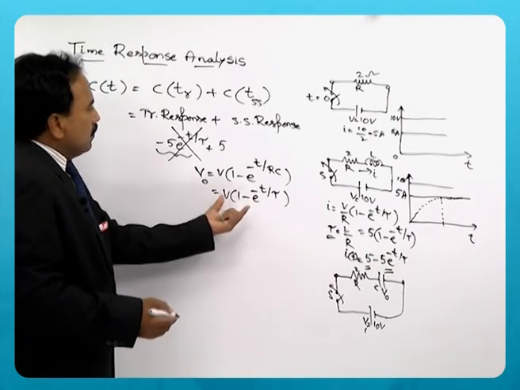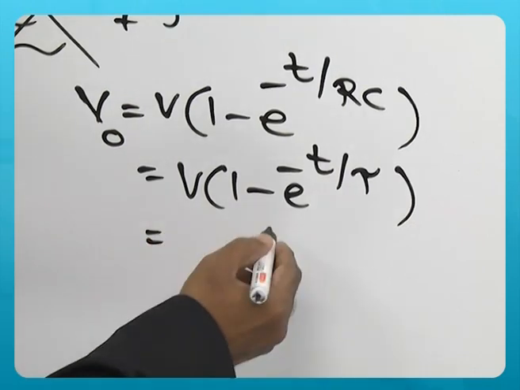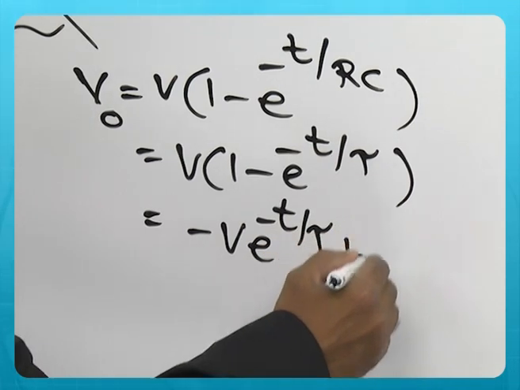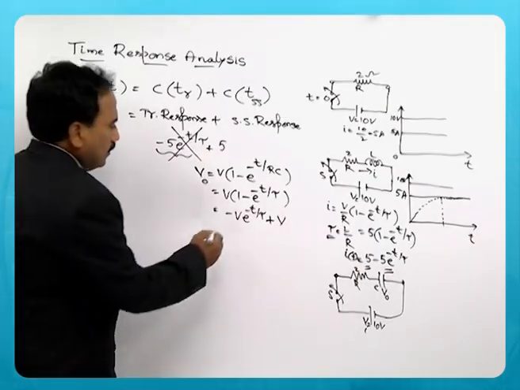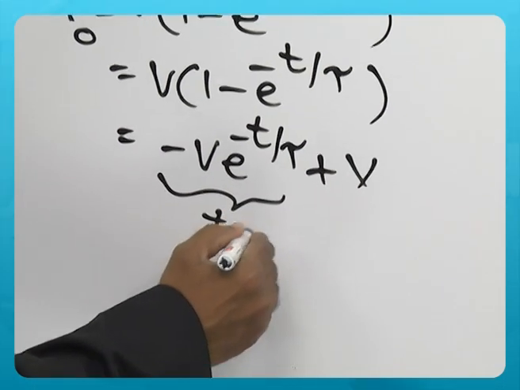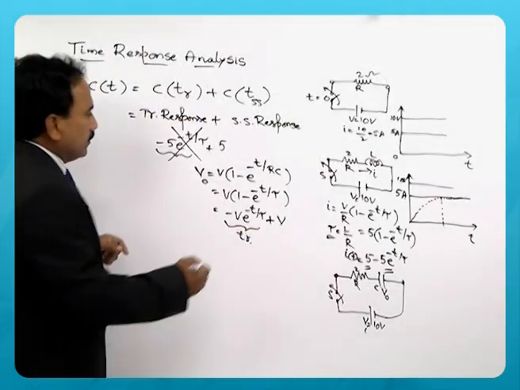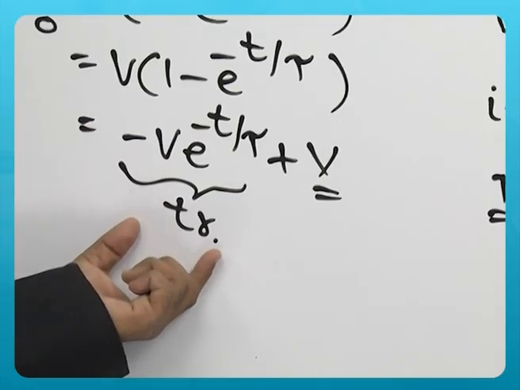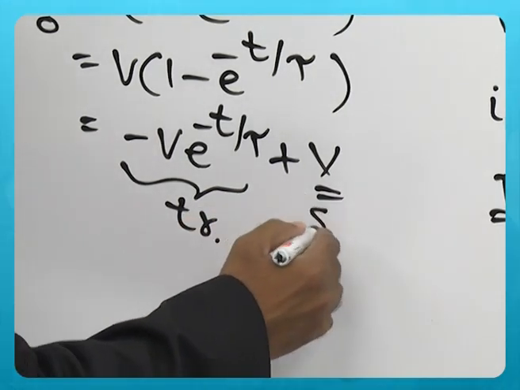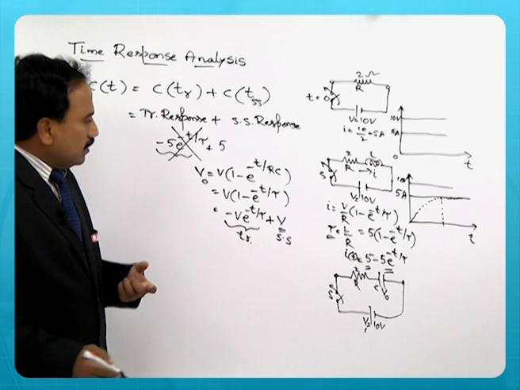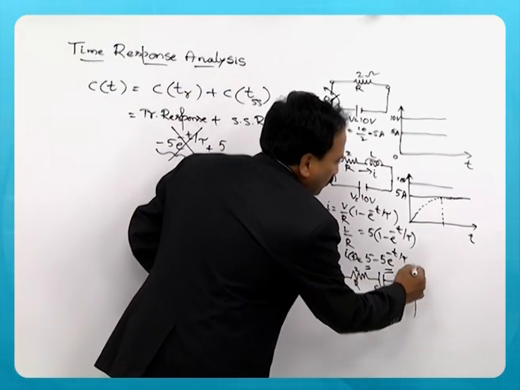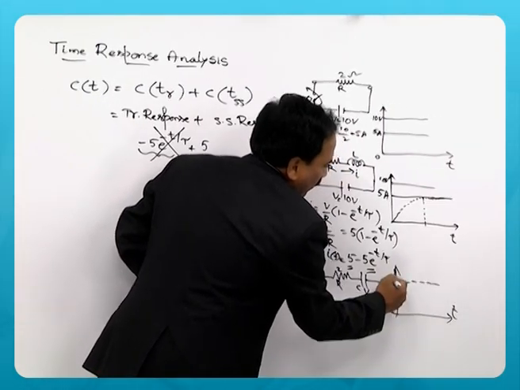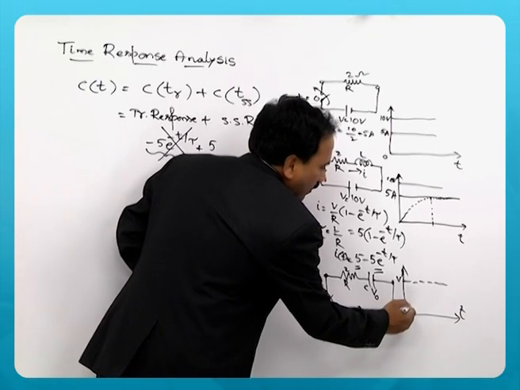So, this also consists of two terms. You can see one is minus V e power minus t by tau plus V. This part of the response is the transient response, and the response that remains after these transients have died out is the steady state response. That means the capacitor is charged to the supply voltage V or Vi in this way.